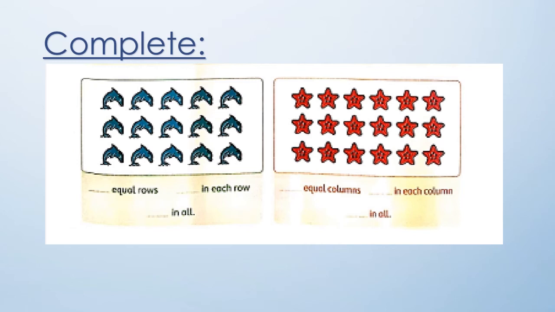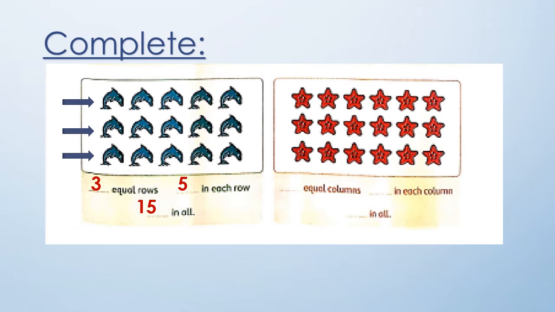Complete. The first array. How many equal rows? Let's count. 1, 2, 3. So there are 3 equal rows. And how many elements in each row? 1, 2, 3, 4, 5. 5 items in each row. So how many in all? I will use the rows, and each row has 5 items. So I will start with 5 and skip counting by 5. 5, 10, 15. So the total number here is 15.